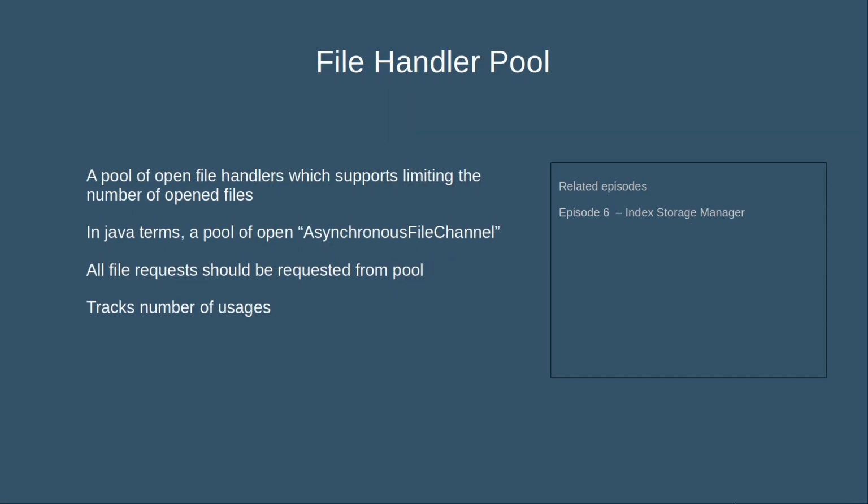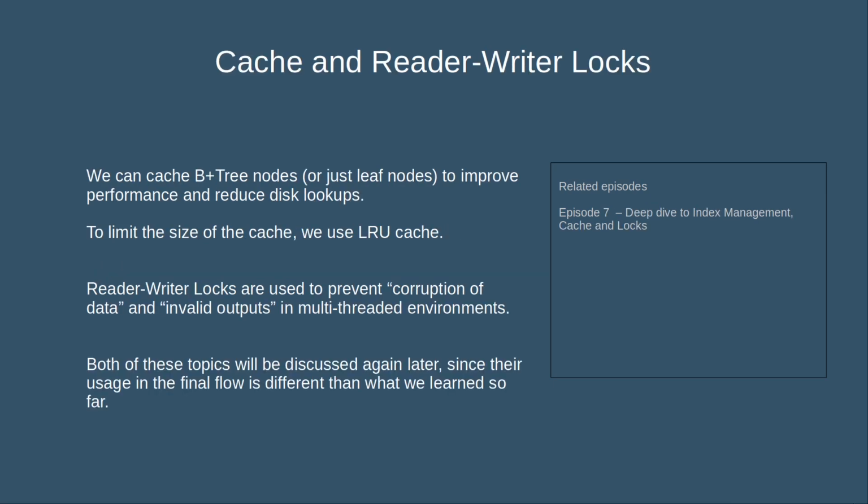Next, we have file handler pool, which is a pool of open file handlers that supports limiting the number of open files. And in Java terms, this is a pool of open asynchronous file channels. All file requests should be requested from the pool, and using an attribute, we track the number of usages per each file as well.